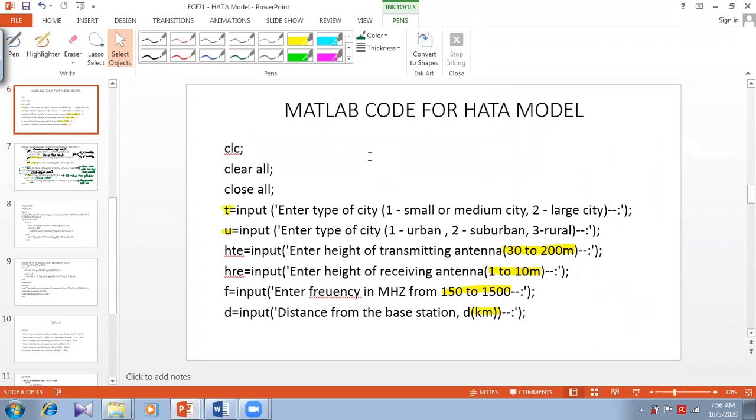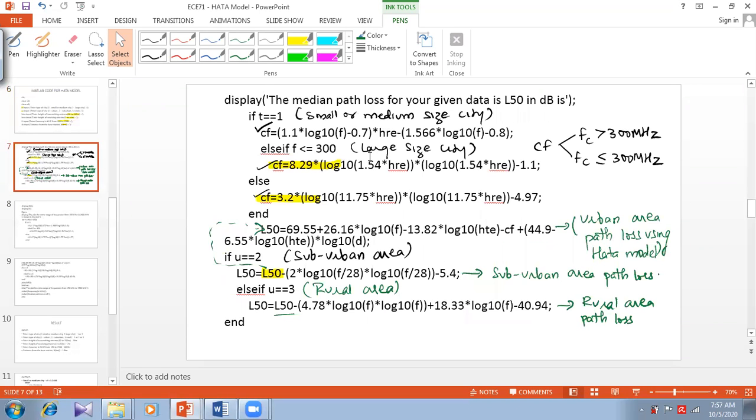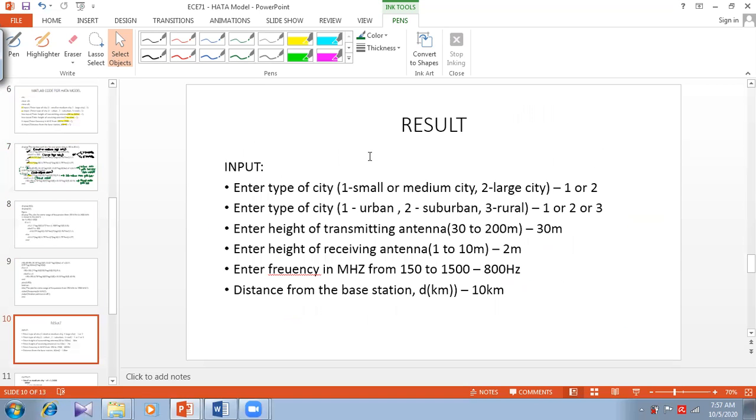So the main part is how you have understood how to calculate the Hata model path loss, how to incorporate each of the conditions. Like you will have to check whether it is a small or a medium area. You have to find the correction factor corresponding to it. For a large area, it is again dependent on frequency, so you will have to incorporate that. And further from there, once you have found out the path loss for the urban area, that can be further extended to find the suburban area path loss or the rural area path loss.